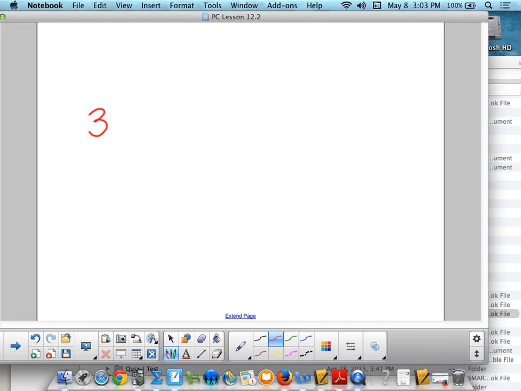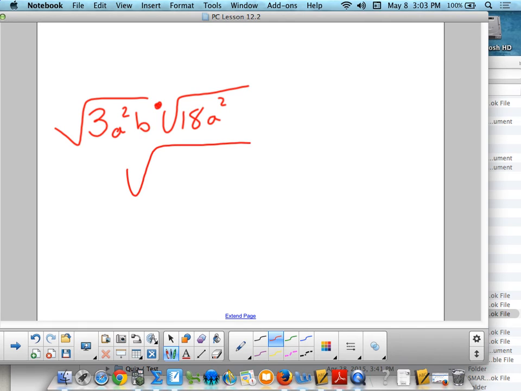Here, let's do 24. 3a squared b square root of 18a squared, right? Okay, what are we doing? That's fine. Yep. So you add the 2 A's. Well, just take care of the numbers. 18 times 3 is 54. Okay. A to the what? 4. And just B. And then just B. B to the first.